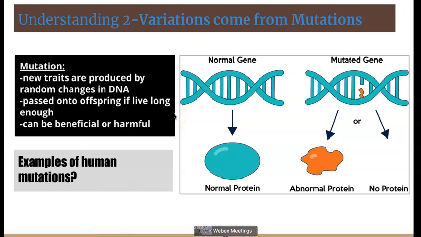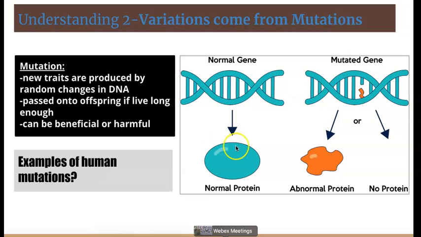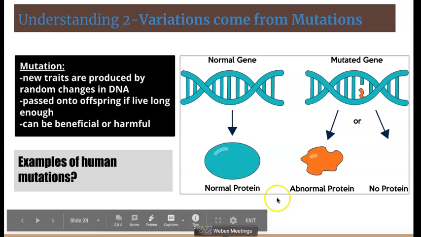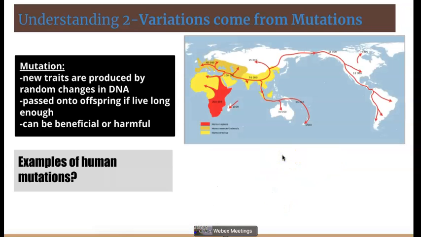They happen to all of us, and if they're beneficial, they could be passed on to offspring. But many are harmful or don't do anything. So there are some examples of human mutations. In fact, we probably all have some mutations showing in us. We'll talk about a couple here.